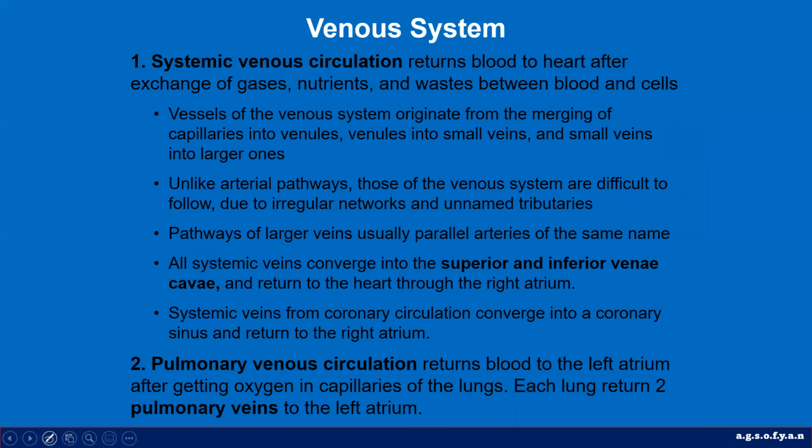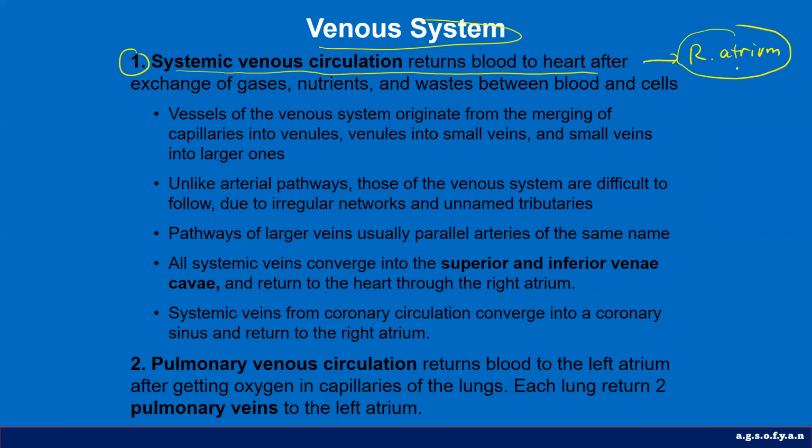Now we are in the venous system, which is the system that returns the blood to the heart. Okay? The systemic venous circulation returns the blood from all organs inside our body to the right atrium. So all this blood will return to the right atrium. This is what we call the systemic venous circulation.